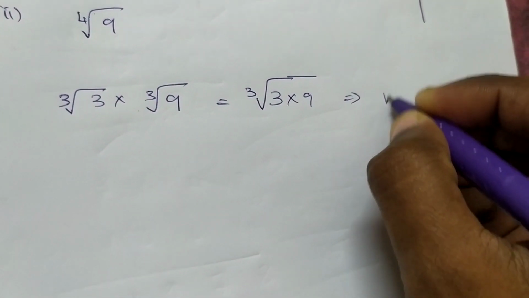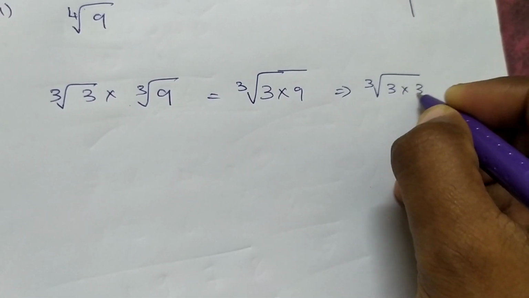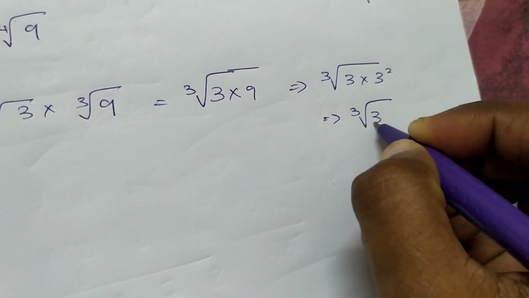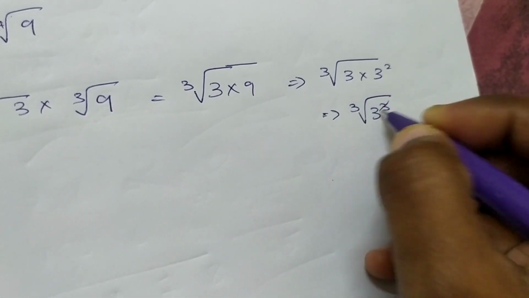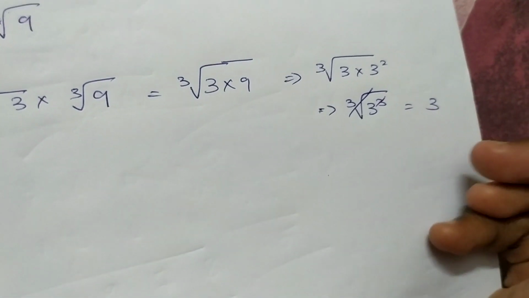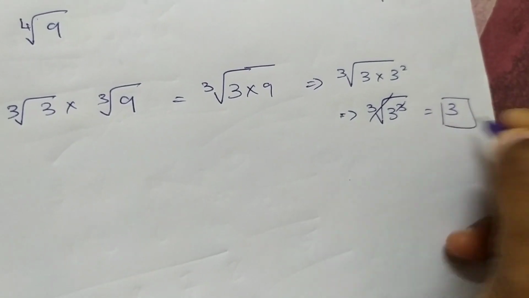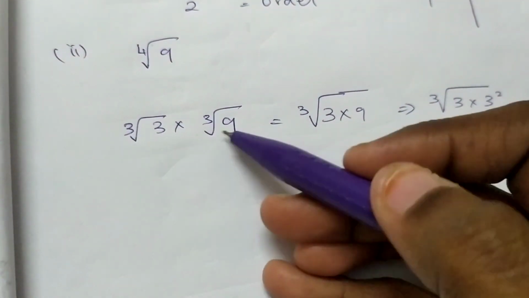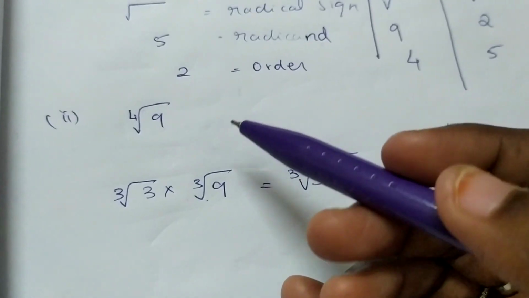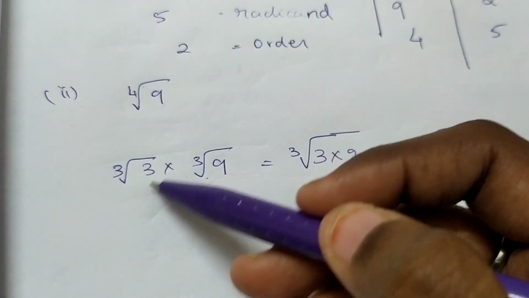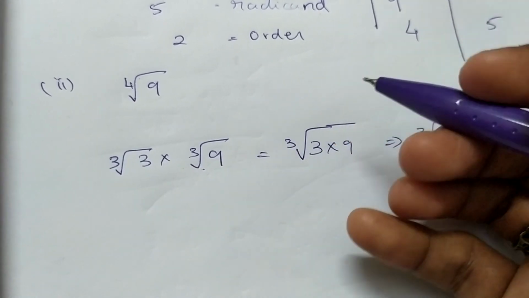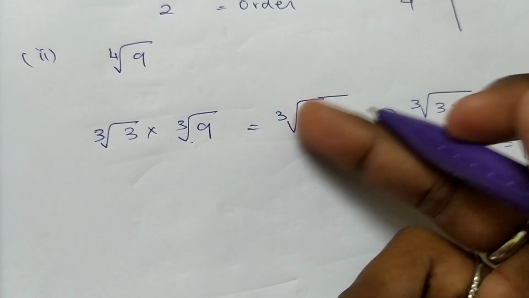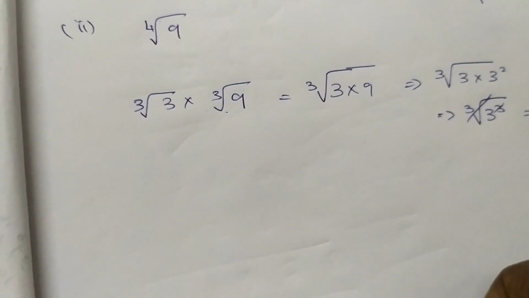Here I can write it like cube root of 3 into 9, as 3 square, right? So on the whole I can write it like cube root of 3 cube. Then cancel 3 and cube root cancel, you will get 3. The answer is 3. The thing what I am telling is if you have the same order, you can multiply the numbers which are inside the radical sign. Directly multiply the numbers inside the radical sign.